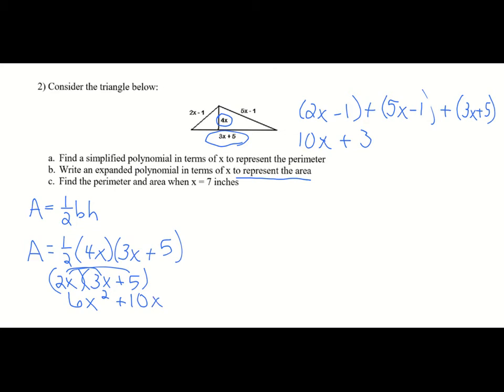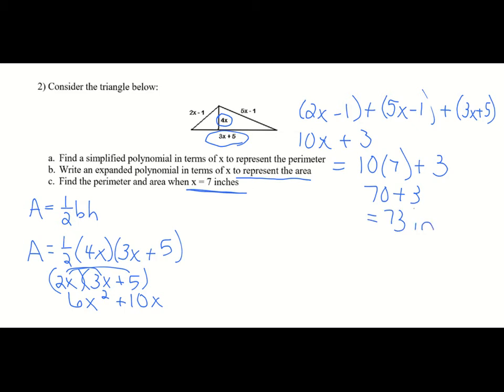Now, the last thing they want us to do is figure out the perimeter and the area when x equals 7. So if I go back to my perimeter, if x is 7, I'm going to do 10 times 7 plus 3. So that's going to give me 70 plus 3, or 73 inches for the perimeter.